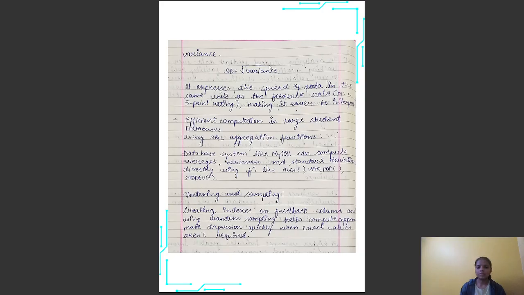Now to compute this in a large student database, we have some efficient computation which can be done with the help of SQL aggregate functions, which include inbuilt functions. To calculate the average, we have the average function. To calculate the variance, we have the VAR_POP function. To calculate the standard deviation, we have a standard deviation function. Another computation method is indexing and sampling. Creating an index on feedback columns and using random sampling helps to compute approximate dispersion quickly when exact values are not required.